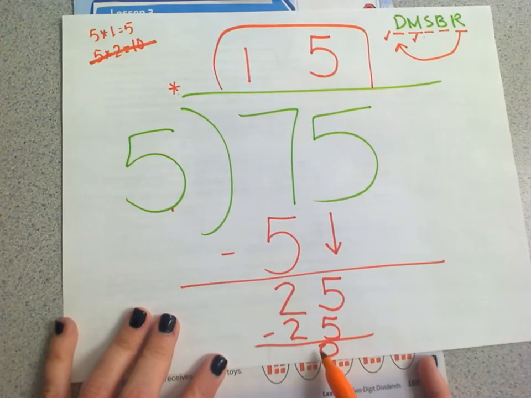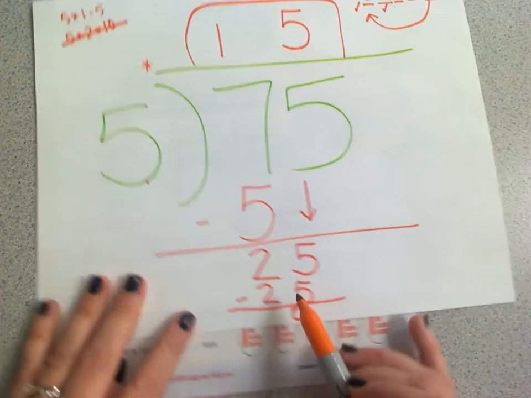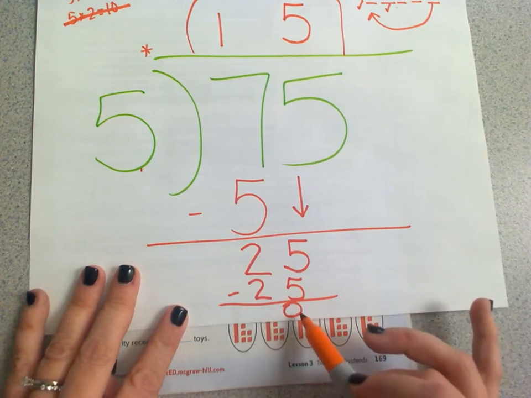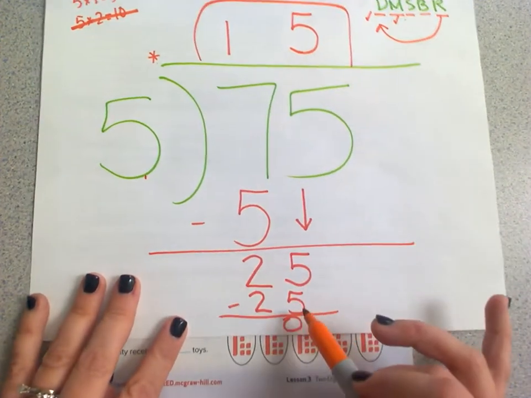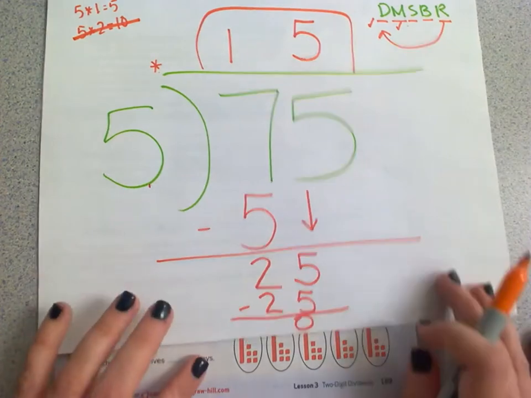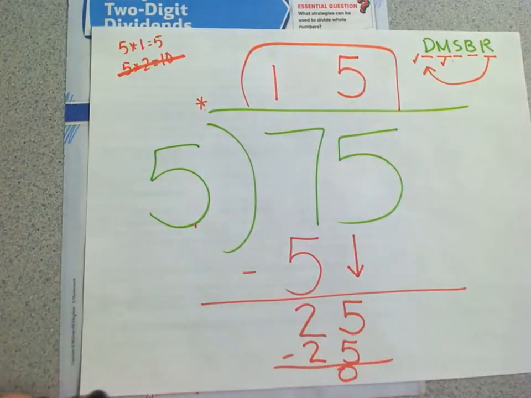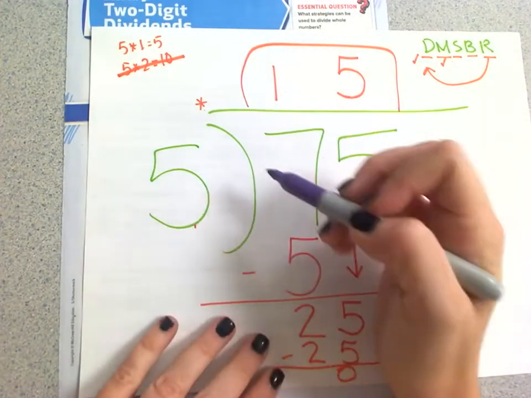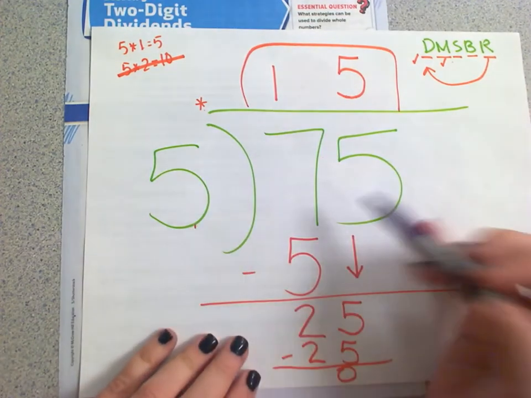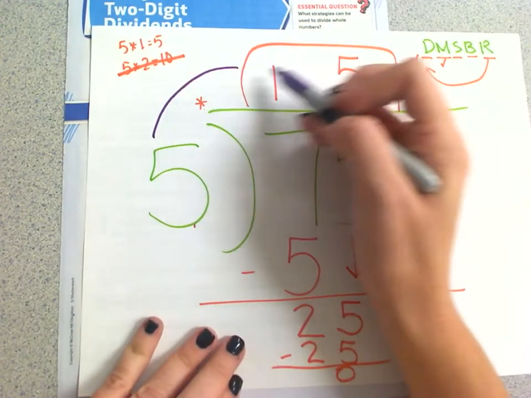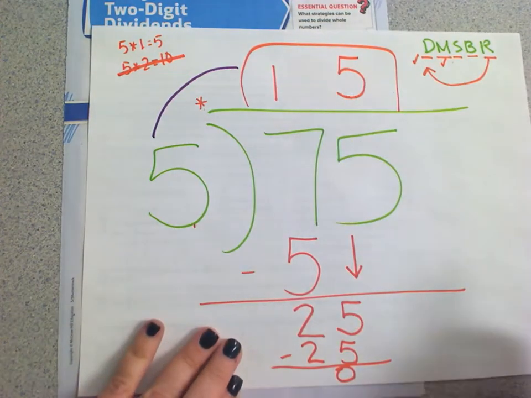Sometimes you'll get a difference here. So when you're subtracting, you might get a difference, a number besides 0, and you won't have anything left to bring down. And that will be your remainder. We're going to go over that today too. But for this problem right here, we don't have a remainder and we can see that 5 goes into 75 15 times. And if you look at this process, 5 times 15 should give us 75.